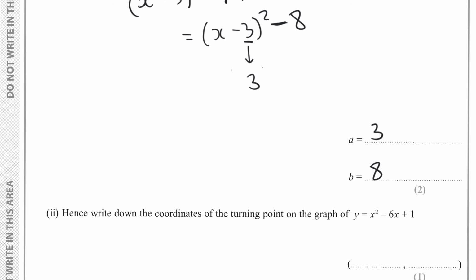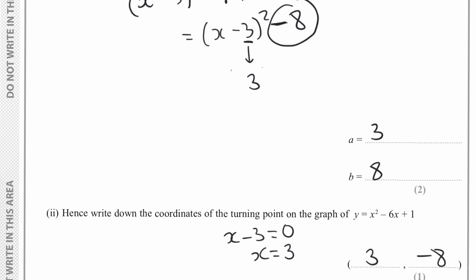So the coordinates now, we need to make our bracket of x minus 3 equal to 0, so x is equal to 3. And then to work out the y part, it's always the n part here, which is just minus 8. So that's a shortcut for working out those.